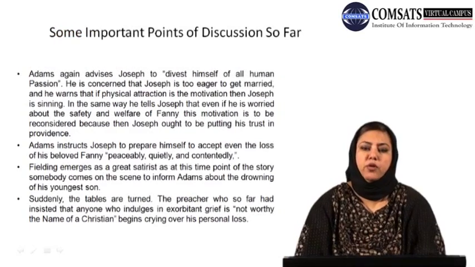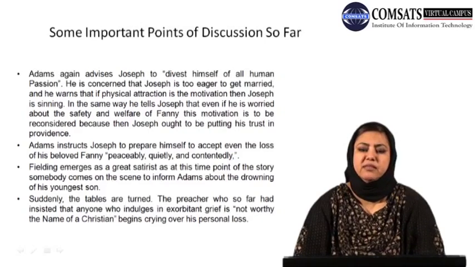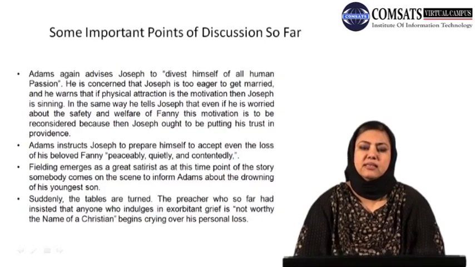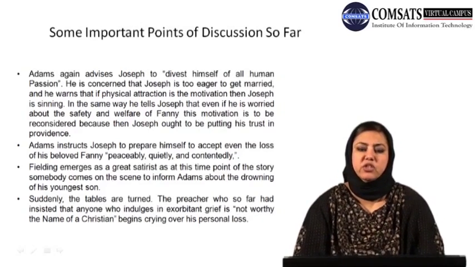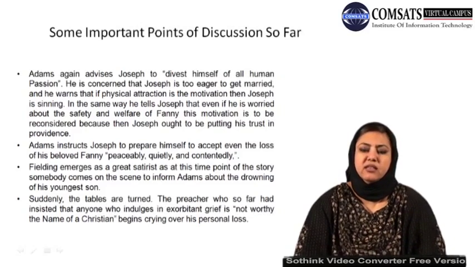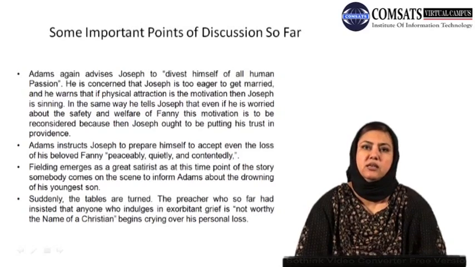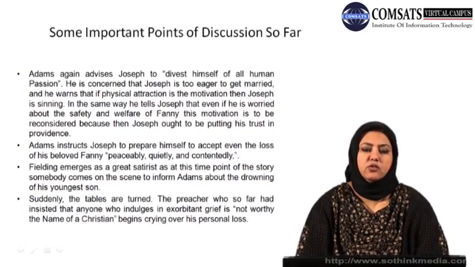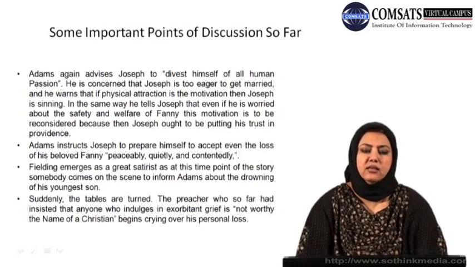Well, here are some more points that are important so far. Adams again advises Joseph to divest himself of all human passion. He is concerned that Joseph is too eager to get married, and he warns that if physical attraction is the motivation, Joseph is sinning. In the same way, he tells Joseph that even if he is worried about the safety and welfare of Fanny, this motivation is to be reconsidered, because then Joseph ought to be putting his trust in Providence. Adams also instructs Joseph to prepare himself to accept even the loss of his beloved Fanny, peaceably, quietly, and contentedly.